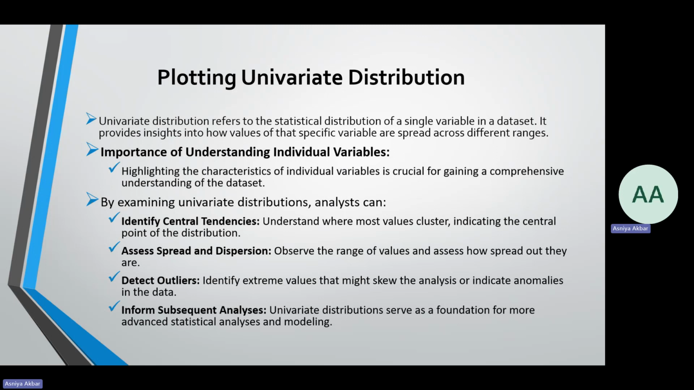And detecting outliers. Outliers are extreme points in your data set, and they can significantly impact the analysis. Univariate distribution plots such as a box plot or histogram make it easier to identify outliers that may skew the analysis or even identify anomalies in the data.